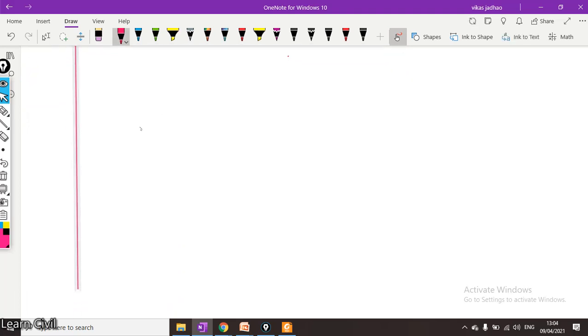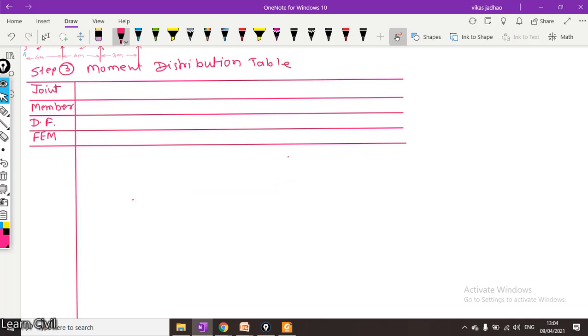Okay, now at joint A, we have only member AB. At joint B, we have two members, that is BA and BC. At joint C, we have two members, that is CB and CD, and at joint D, we have only one member, that is DC.